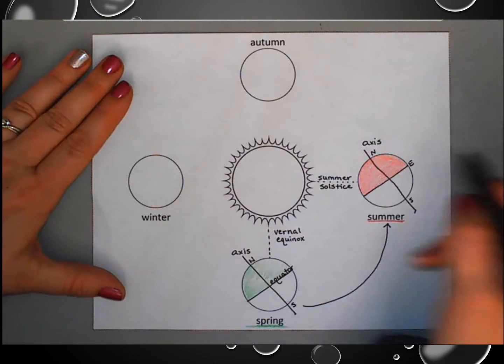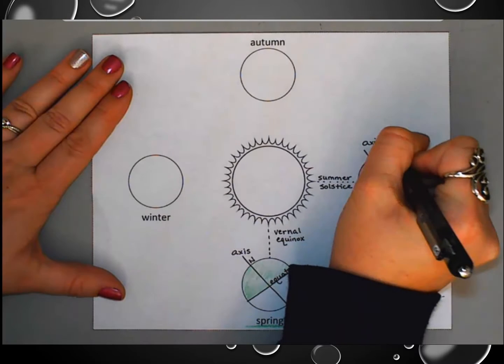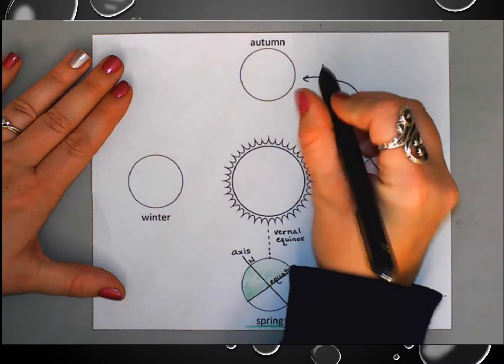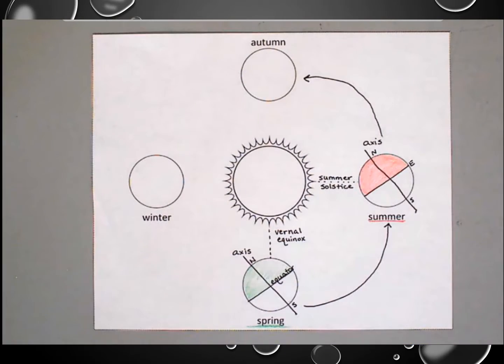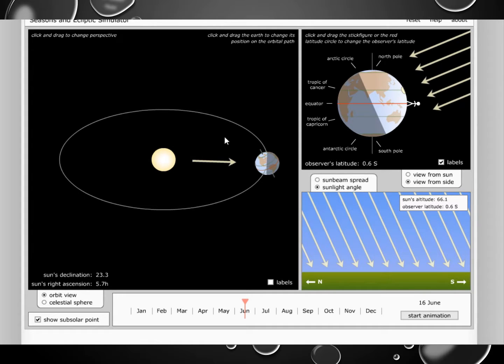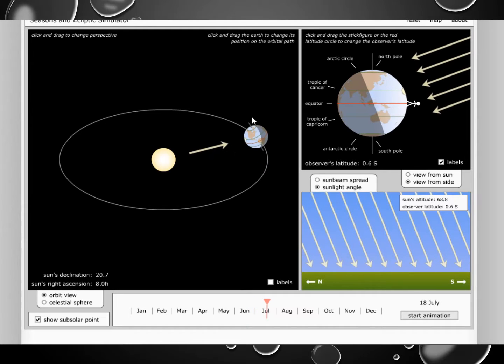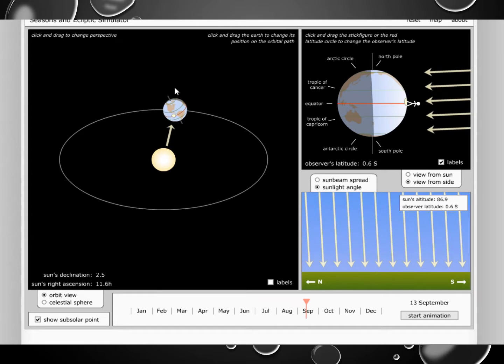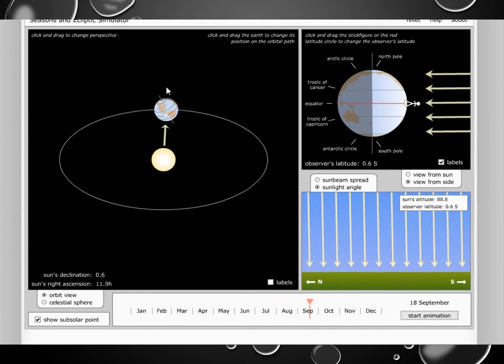So now we're going to go back. So this will be all of our summer coming around until we get right here. We're going to look back at our model, and that's going to be autumn or fall. So right here, we're going to take our planet, drag it around. We can watch the changes that happen until we get lined up. Okay, so again, it looks very similar to spring.